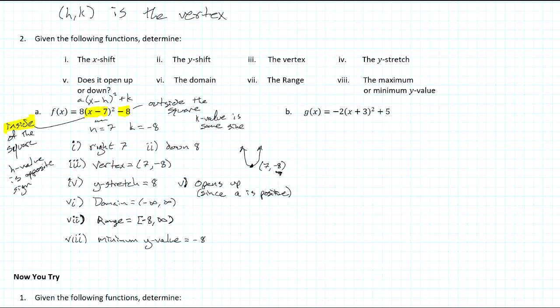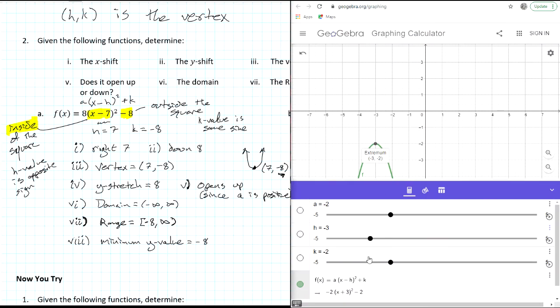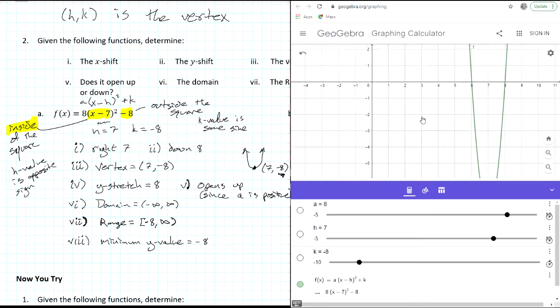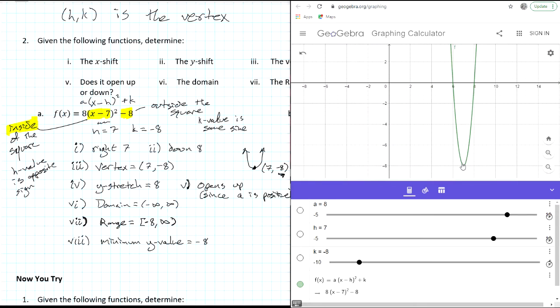Cool. It's not so bad, right? Let's go ahead and confirm that with Geogebra real quick. If we go ahead and make a equal to 8, I think I need my sliders a little bigger here. We can just type it in. A equals 8, and then h equals positive 7, and then k equals negative 8. Then we get our vertex down there at 7 comma negative 8, and it's upward facing, just like that.